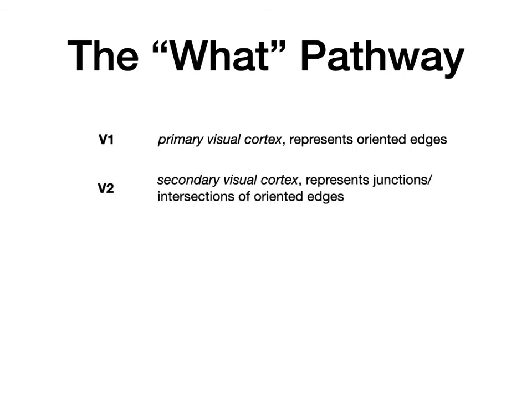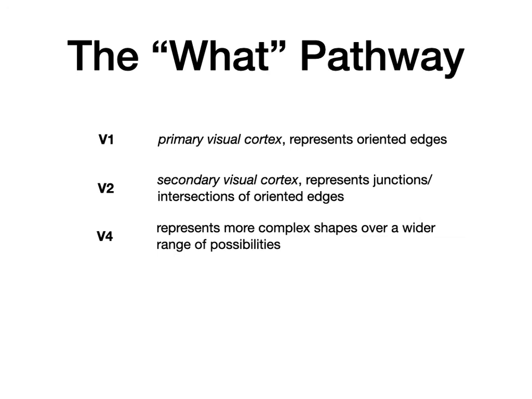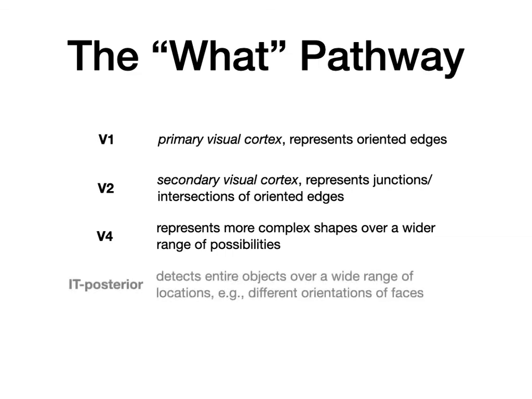V2 is the secondary visual cortex, which is going to represent junctions, intersections, connected oriented edges, say angles, for example. That's the easiest way. From V2, we hit V4, which is more complex shapes, a little bit wider range of possible shapes that they can be tuned to. Then we get to IT posterior, which will detect entire objects over a wide range of locations in the visual field, different orientations of faces. Again, we're combining these different raw shapes that might be connected to the same idea of an object, right?